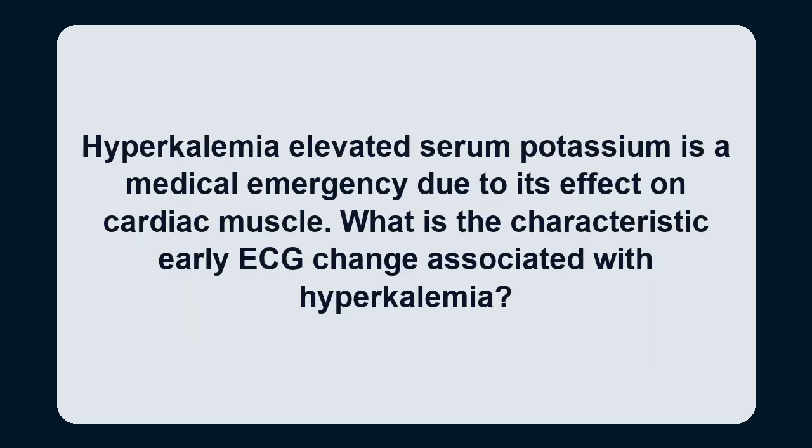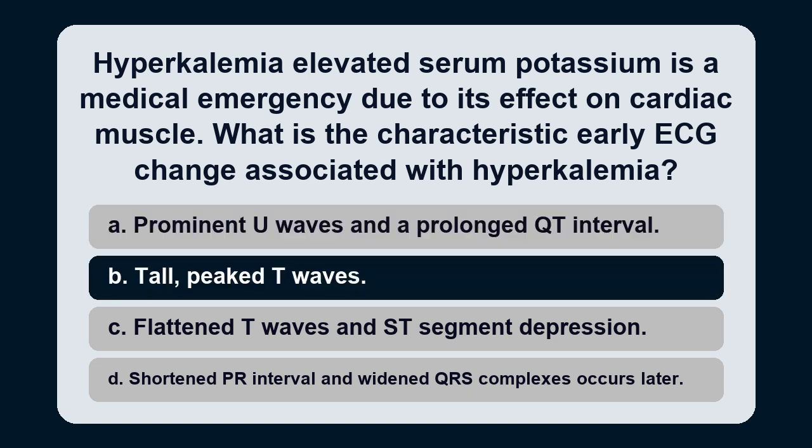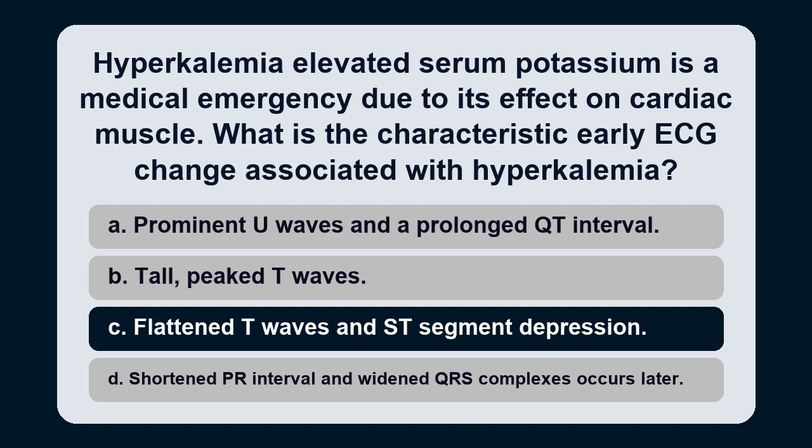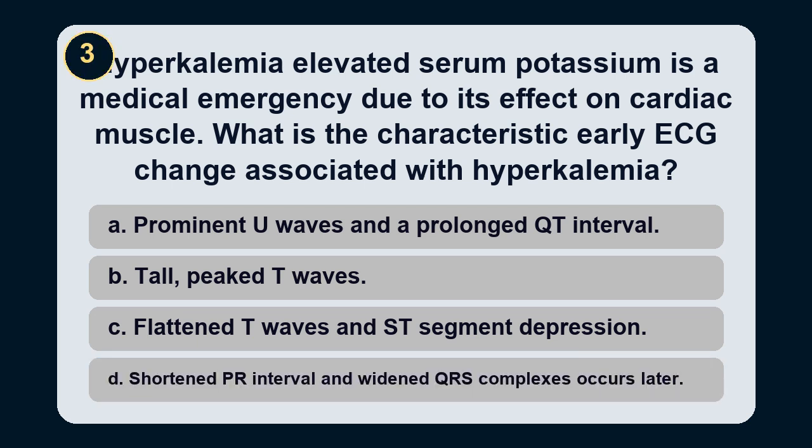Question 3. Hyperkalemia (elevated serum potassium) is a medical emergency due to its effect on cardiac muscle. What is the characteristic early ECG change associated with hyperkalemia? Option A. Prominent U waves and a prolonged QT interval. Option B. Tall, peaked T waves. Option C. Flattened T waves and ST segment depression. Option D. Shortened PR interval and widened QRS complexes (occurs later).